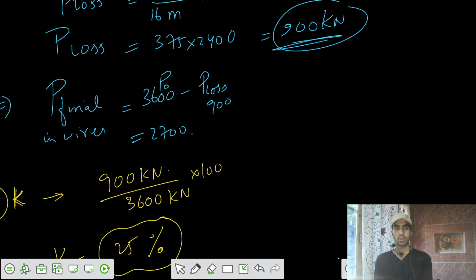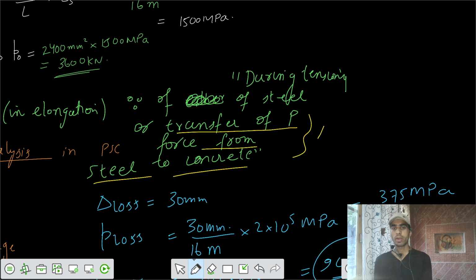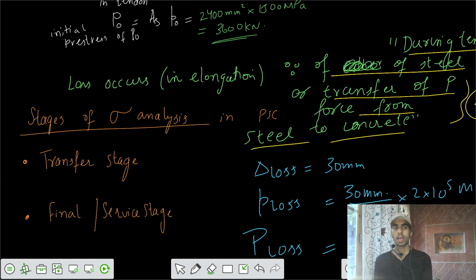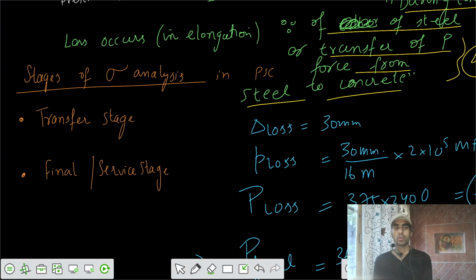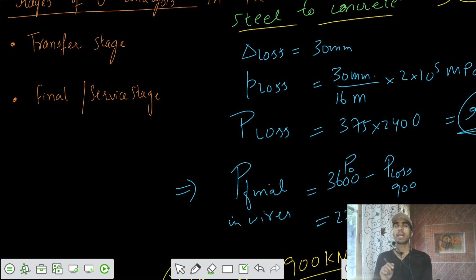Because of the transfer of the P force or stress from steel to concrete, at that time we have some losses, loss 1, and during the tensioning of the steel itself we have losses, loss 2. So loss 1 plus loss 2 contributed to some value of K, that is percentage loss. Based on this we have 2 different stages of analysis for the stress calculations, because your P force is getting changed, so your stresses are also going to change.